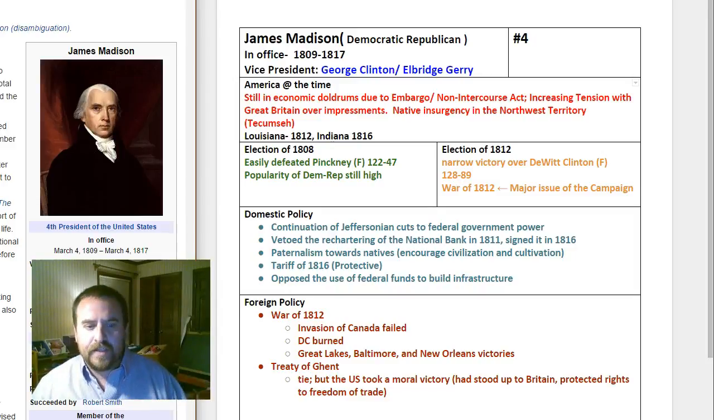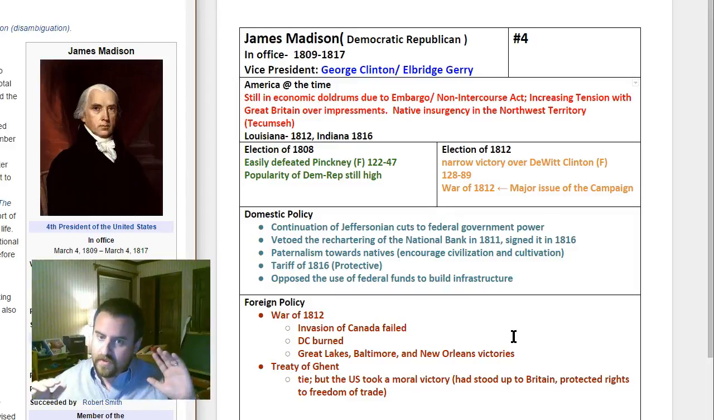Essentially, does the country want to really go to war against Great Britain because of impressment issues and the fighting in the West with the natives? So the election of 1812 is much closer when he's taking on DeWitt Clinton. As far as his domestic policy, when he is president, he's going to do the same thing that Jefferson has done. He's going to focus on cutting back the federal government.